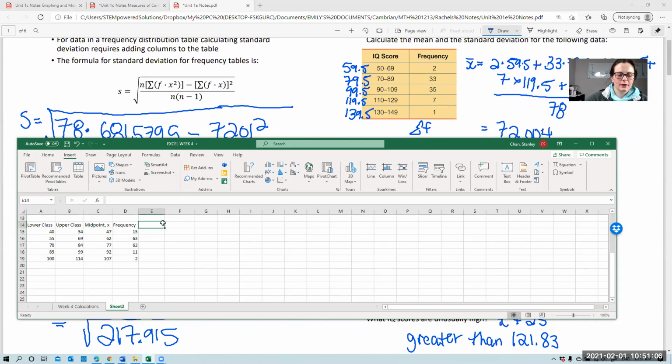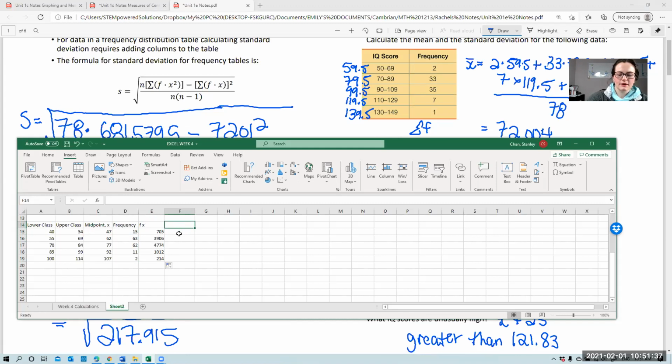So I'm going to have to multiply my frequency times x. So I'll just put f times x. So the frequency times my midpoint: D15, asterisk, multiplied by C15, equals 705. So now I have all of my multiplications taken care of, my f times x.